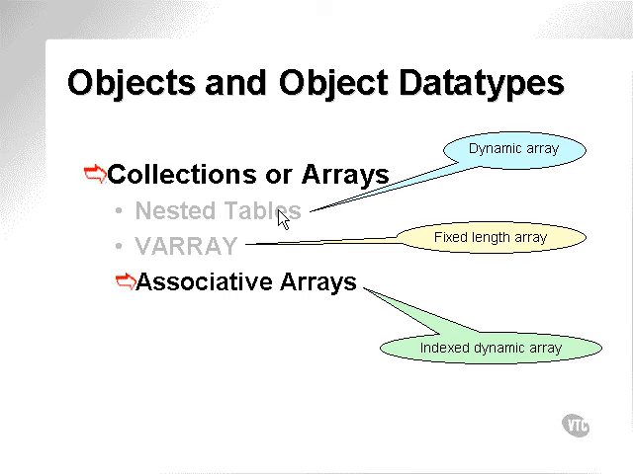An associative array is really another form of a nested table. It's actually an indexed dynamic array. It's a dynamic array with an index, which means that it can be accessed a little bit faster than a nested table if the nested table is large, and it can use an index to access a large amount of data with a small piece, that is an index, rather rapidly.